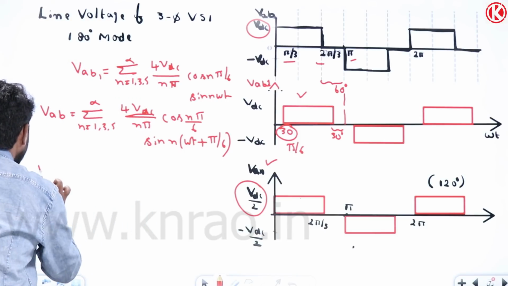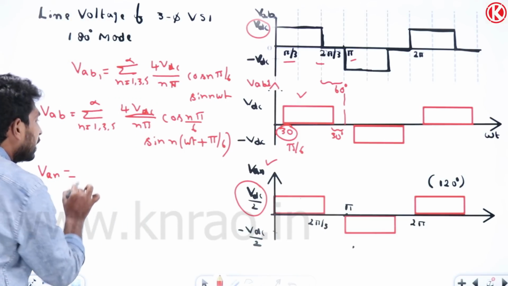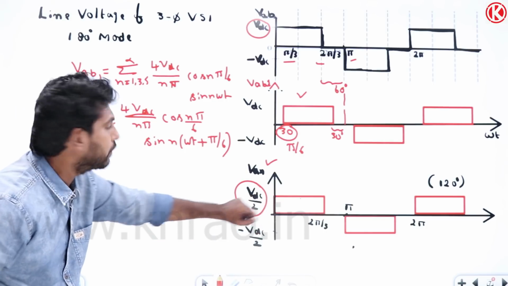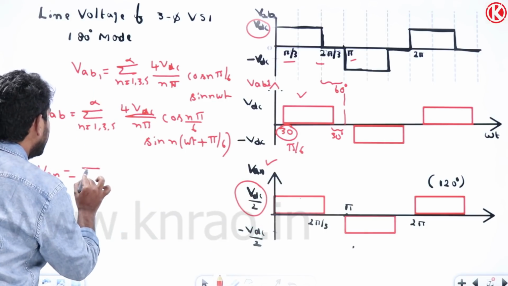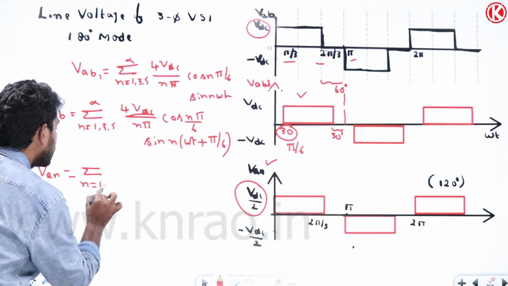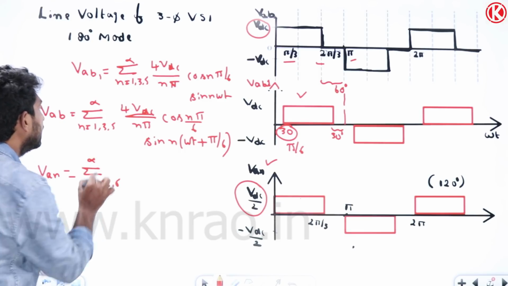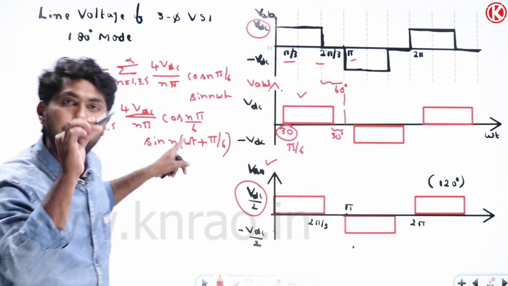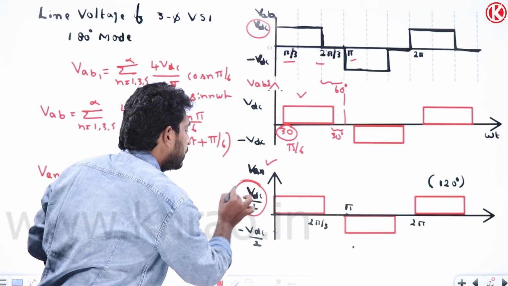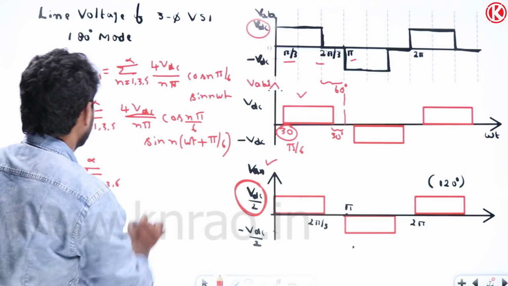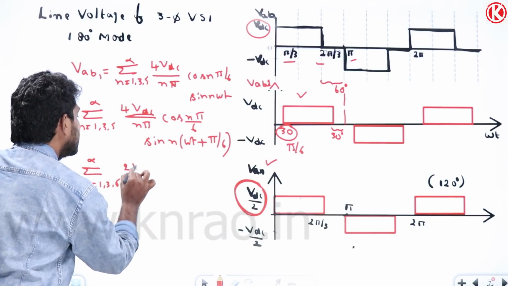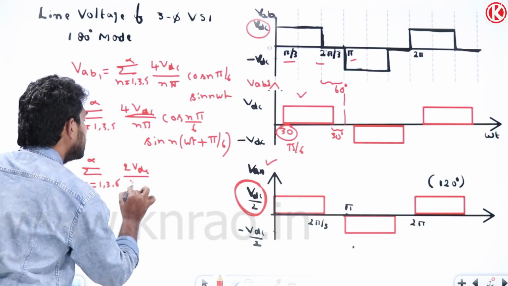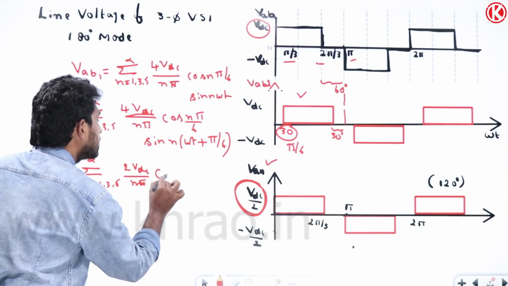So VAN equal to sigma n equal to 1, 3, 5 to infinity. Here, in place of 4 VDC by n pi, we have to replace VDC with VDC by 2. So it will become 2 VDC by n pi, 2 VDC by n pi into cos n pi by 6.